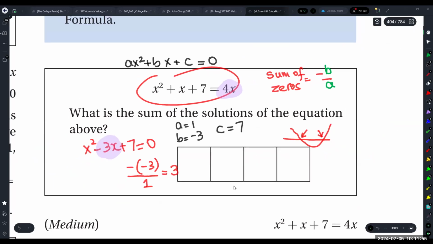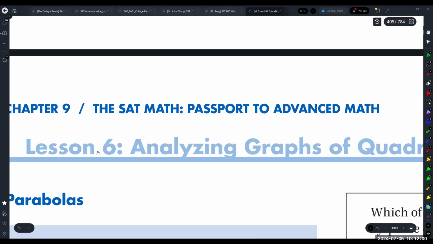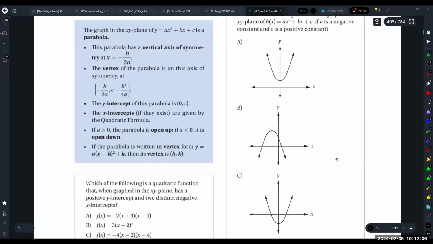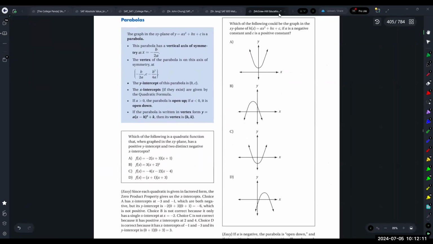Okay. So now we move on to the next question. All right, here's a series of questions. This question on the right-hand side: which of the following could be the graph of h of x? So guys, when it says h of x, just do not worry. This is a form of function, but what it truly means is it's just an equation: y is equal to ax squared plus bx plus c.